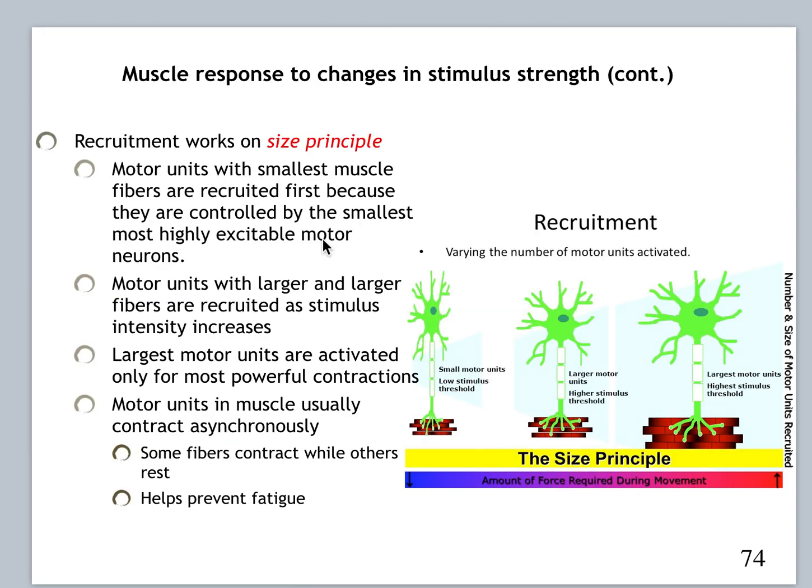This shows the basic function of recruitment. Motor units with the smallest muscle fibers are recruited first because they are controlled by the smallest and most highly excitable motor neurons. Motor units with larger muscle fibers are recruited as stimulus intensity increases. The largest motor units are activated only for more powerful contractions. So when you want more force from a muscle contraction, you start with the smaller motor units and then gradually build up to large motor units.